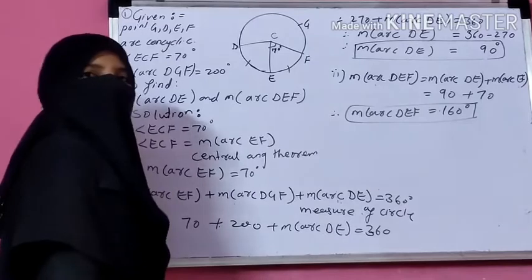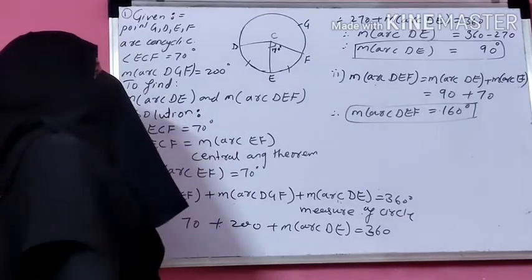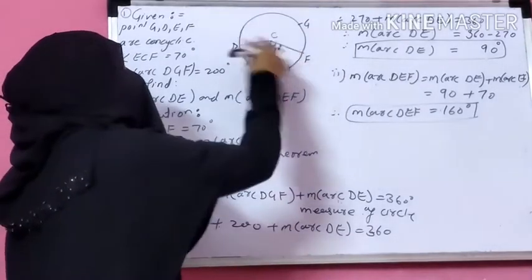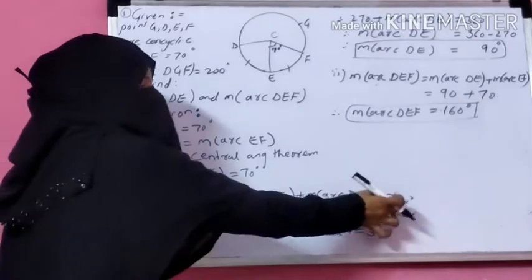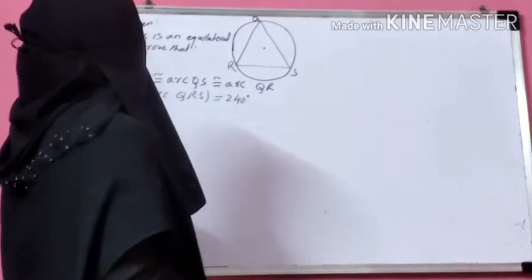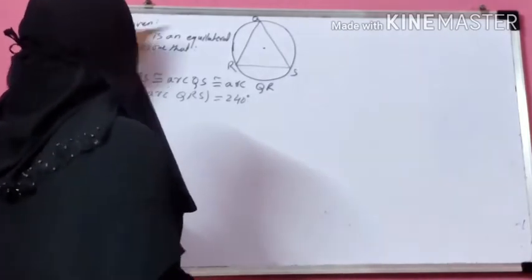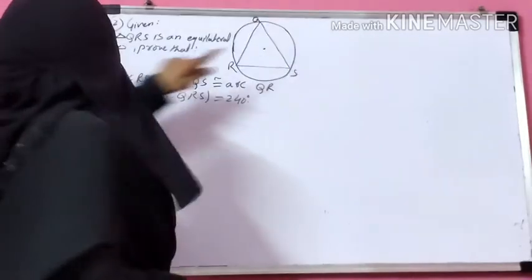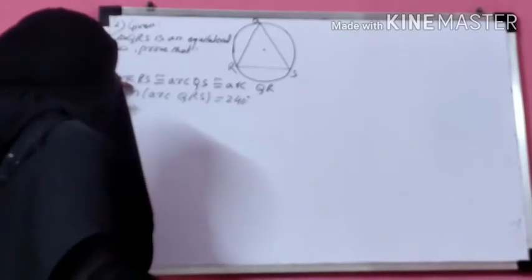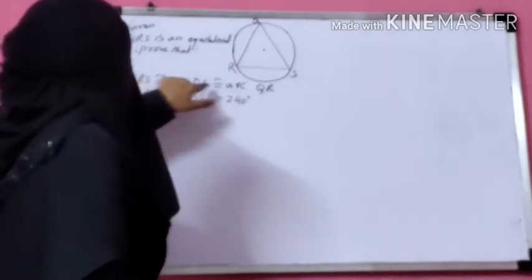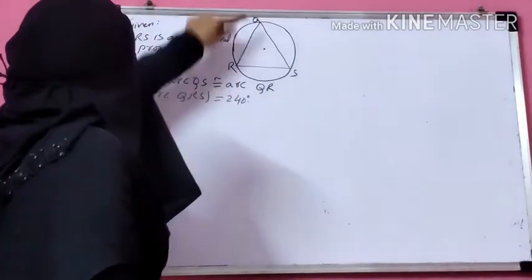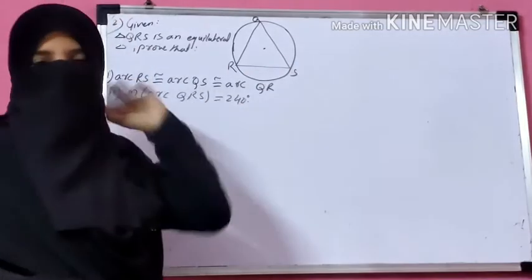This is your question number 1 of practice set 3.3. Here we just apply that the measure of a central angle is equal to the measure of the arc, and the measure of all the arcs of a circle together completes a circle, which is 360 degrees. Now move to question number 2. Triangle QRS is an equilateral triangle. You have to prove, number 1, arc RS is congruent to arc QS congruent to arc QR. Second, find the measure of arc QRS.